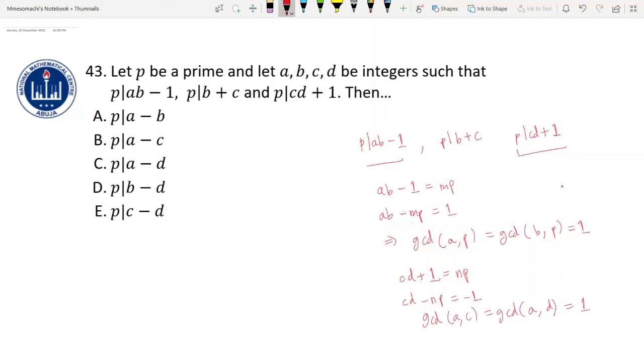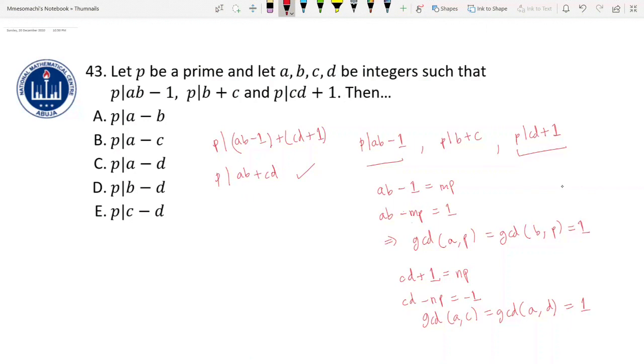Now, looking at the first and the last again, we can add the two divisors. So it implies P divides AB minus 1 plus CD plus 1, and this is the same thing as P divides AB plus CD.